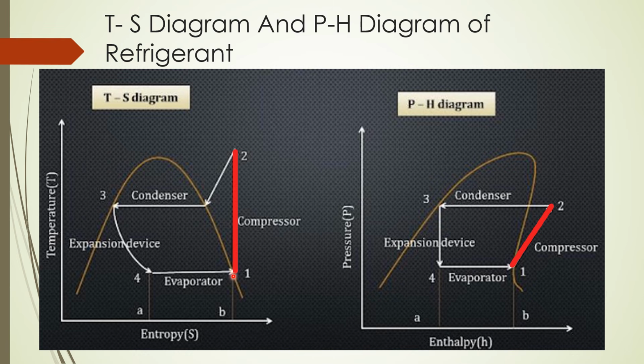Let's discuss the curve. First process is 1 to 2. We can call this compression, or isentropic compression. Low pressure, low temperature refrigerant passes through the compressor, and we get high temperature, high pressure refrigerant.